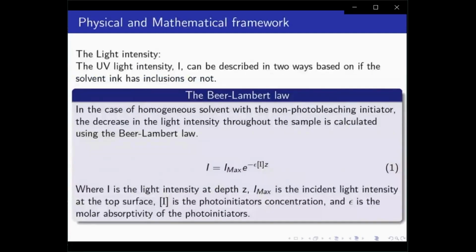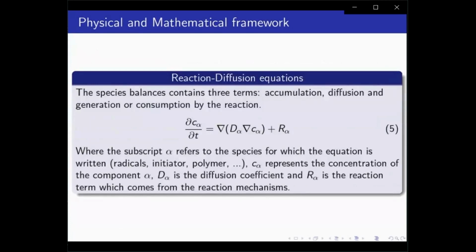The light intensity through the resin sample can be described in 2 ways, based on if the solvent resin either has inclusion or not. In the case of homogeneous solvent without inclusion, the decrease in the light intensity throughout the sample is calculated using the Beer-Lambert law, which is in equation 1. This law considers just the incident light, the light depth, concentration, and molar absorptivity of the photoinitiators. The species balances contain 3 terms, which are accumulation, diffusion, and generation or consumption by reaction, as shown in equation 5.